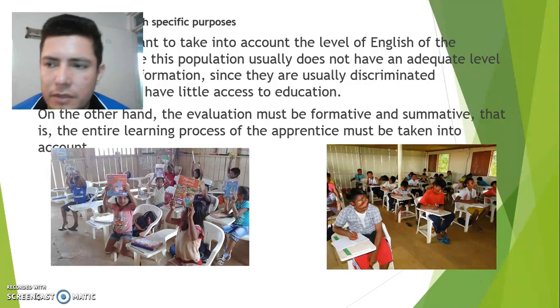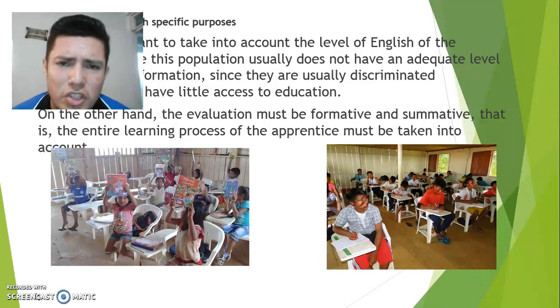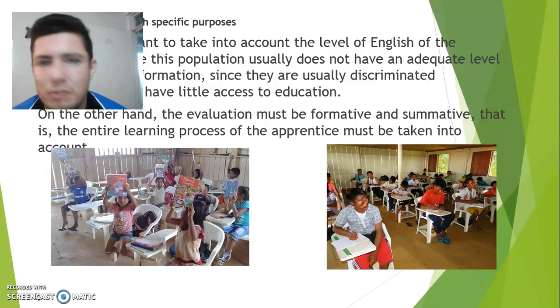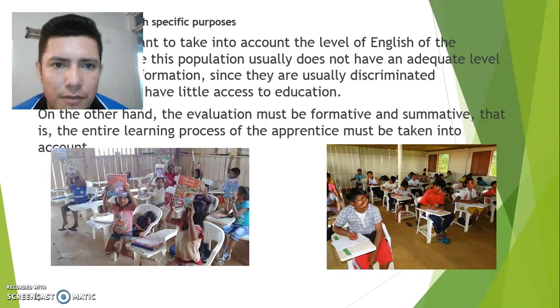Assessment for English-specific proposals. It is very important to take into account the level of English of applicants, since this population usually doesn't have an equal level of English, since they are usually discriminated populations that have little access to education. On the other hand, the evaluations must be formative and summative. That is, the entire learning process of the apprentice must be taken into account.